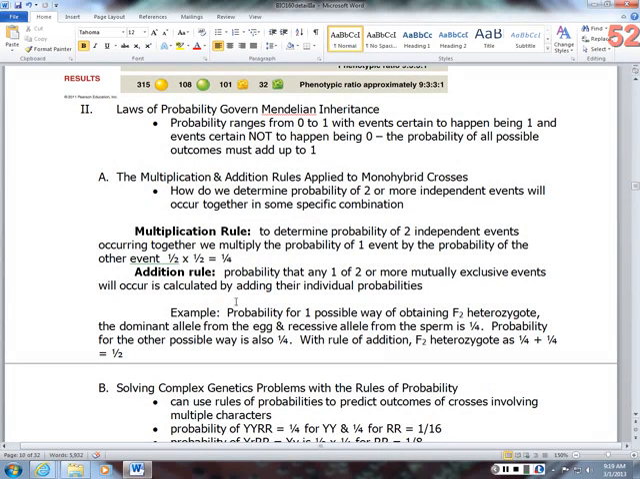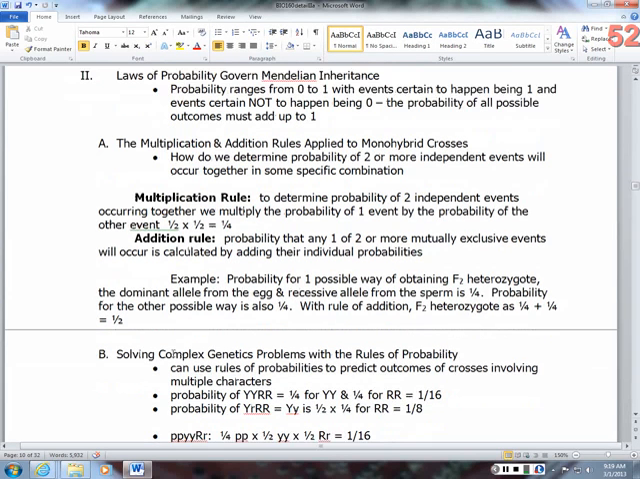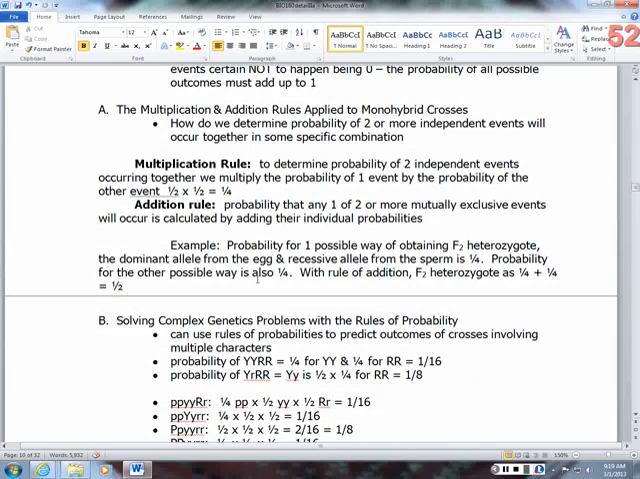The addition rule, the probability that any one of 2 or more mutually exclusive events will occur is calculated by adding their individual probabilities. So if, for example, we have the probability for one possible way of attaining an F2 heterozygote, the dominant allele from the egg and recessive allele from the sperm, it is 1 in 4. The probability for it being the opposite combination is also 1 in 4. So with the addition rule, you add 1/4 plus 1/4 is 1/2 in there.